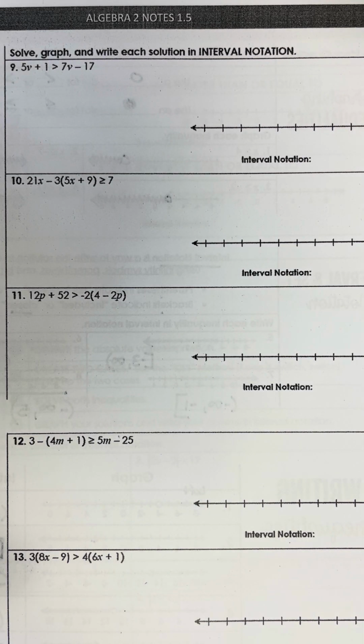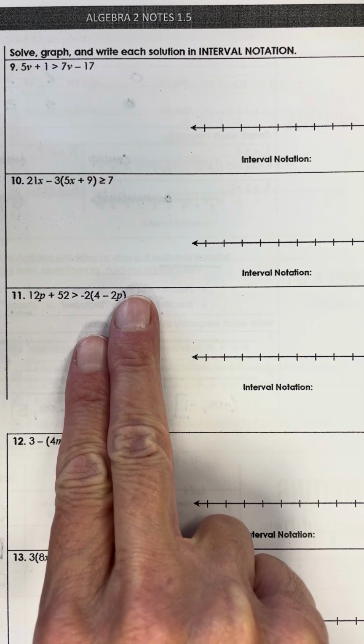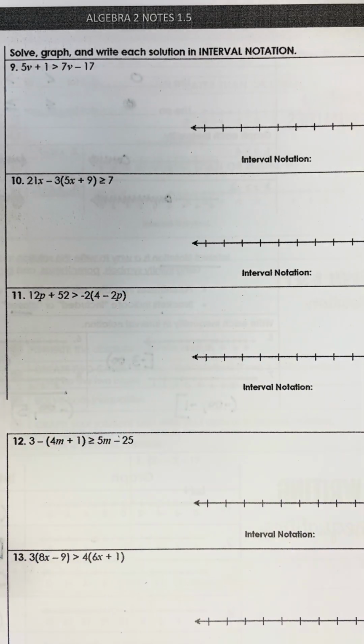Good morning again. Now we are going to use that interval notation to display our answers after we solve a multi-step inequality. So step 1, solve. Step 2, graph. Step 3, write the solution in interval notation.